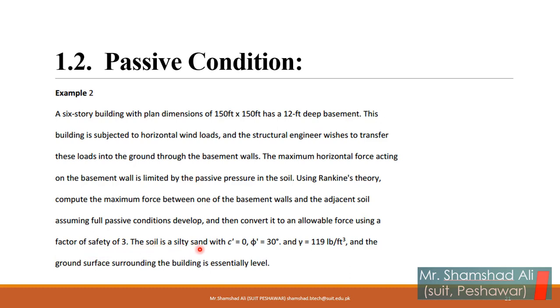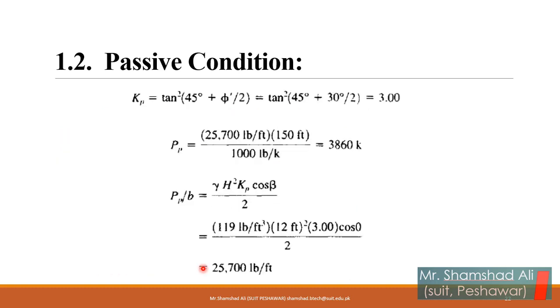The soil is a silty sand with c equal to 0. This is a cohesionless soil. Phi is equal to 30 degrees, and unit weight is 119 pounds per foot cubed, and the ground surface surrounding the building is essentially level, meaning beta is equal to 0. Kp equals tangent squared of 45 plus phi divided by 2; because there is no beta, the ground surface is level, so it becomes 3.